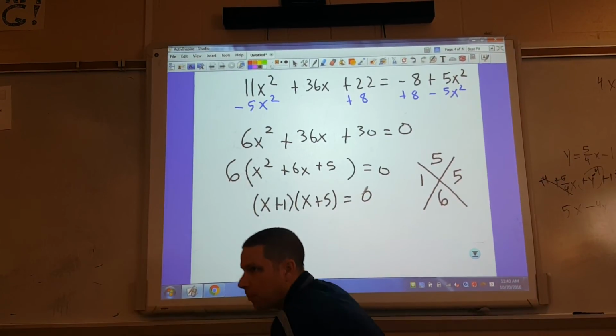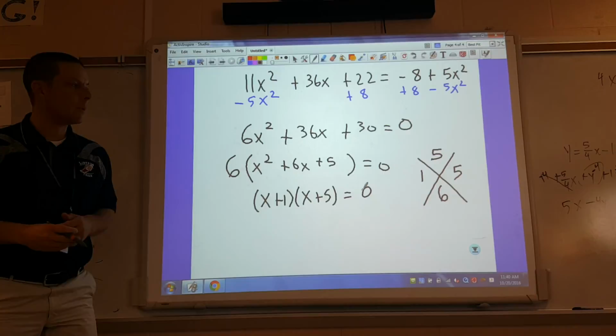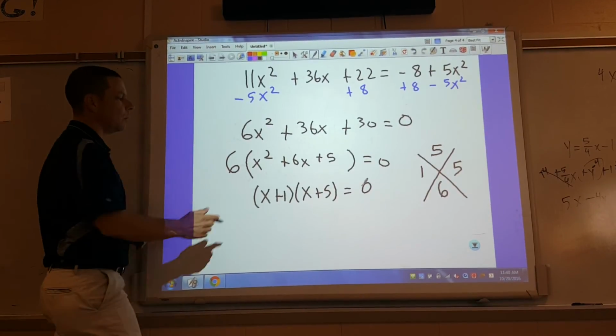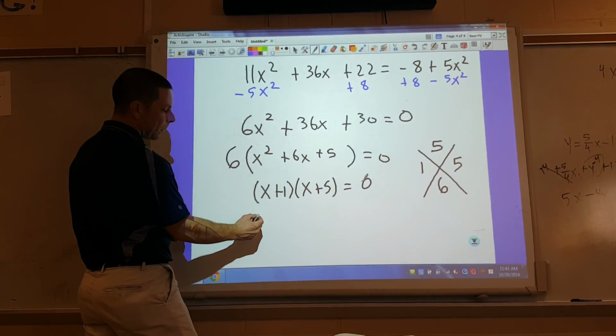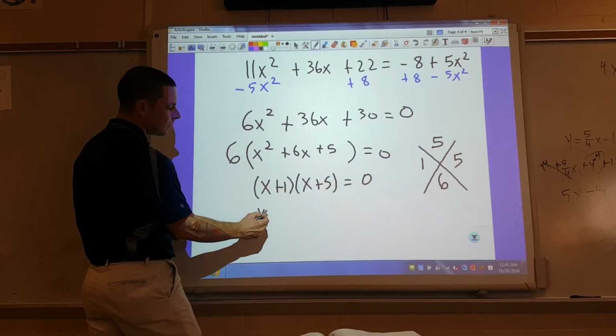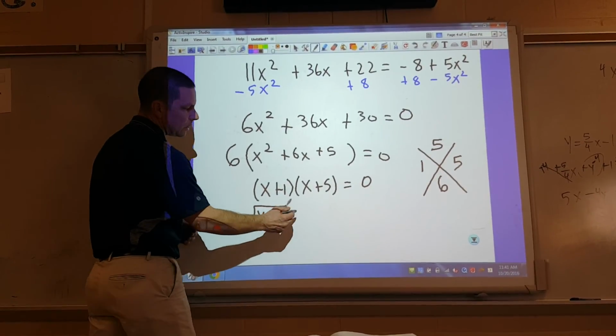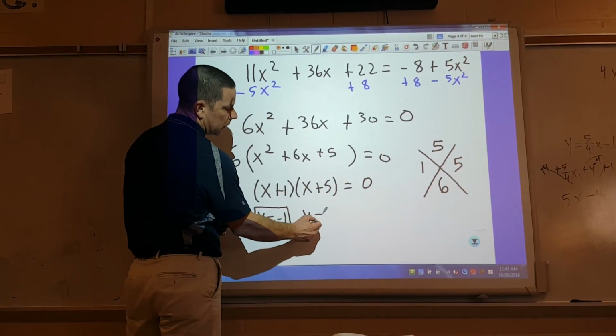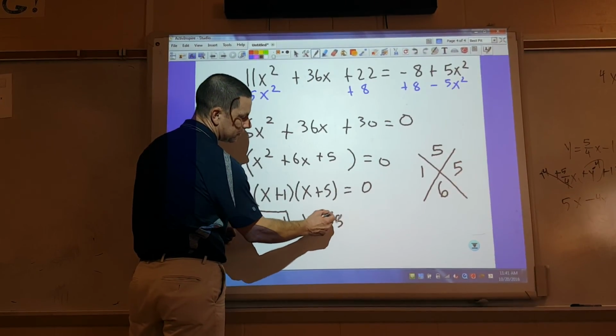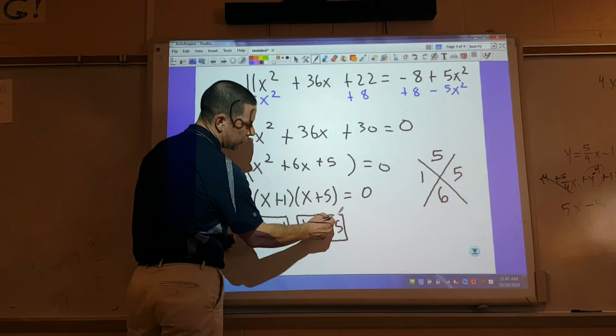Now let's skip the writing out the two equations this time. I think we can tell what the answers would be here. What would our solution be from this first binomial? -1. X equals -1. Good. And this would give us x equals -5. So those are our two solutions.